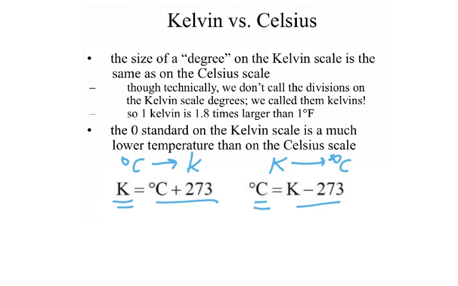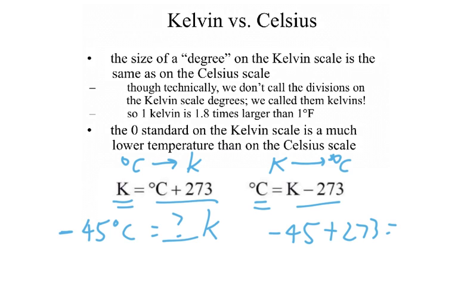So let's take a look at an example. If I had something that was, let's say, negative 45 degrees Celsius, and I wanted to change that to Kelvin, okay? What I would do here, very simple, if you plug the number into the formula, it would be negative 45, and then you would add 273. Okay, remember, you can get negatives in Celsius and Fahrenheit.